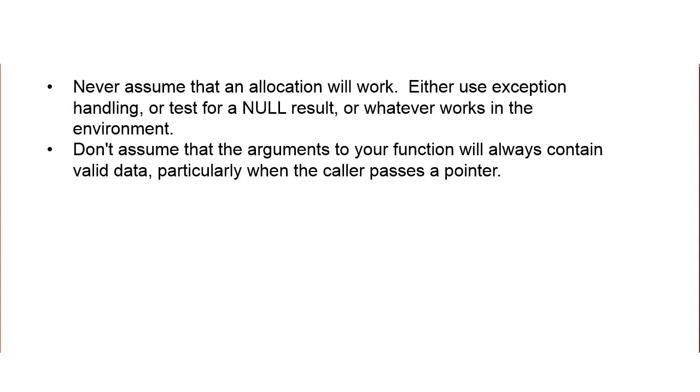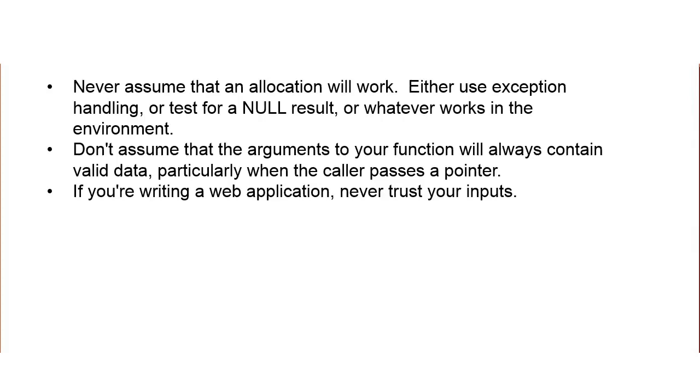Don't assume that the arguments to your function will always contain valid data, particularly when the caller passes a pointer. String pointers might be null or point to empty strings. Integers might have out-of-range values, for example, negative array offsets caused by incorrect mathematics on the part of the caller. If you're writing a web application, never trust your inputs. Far too many exploits of web applications, document presentation software, and script engines involve deliberate attempts to overrun buffers in order to execute arbitrary byte sequences as code.